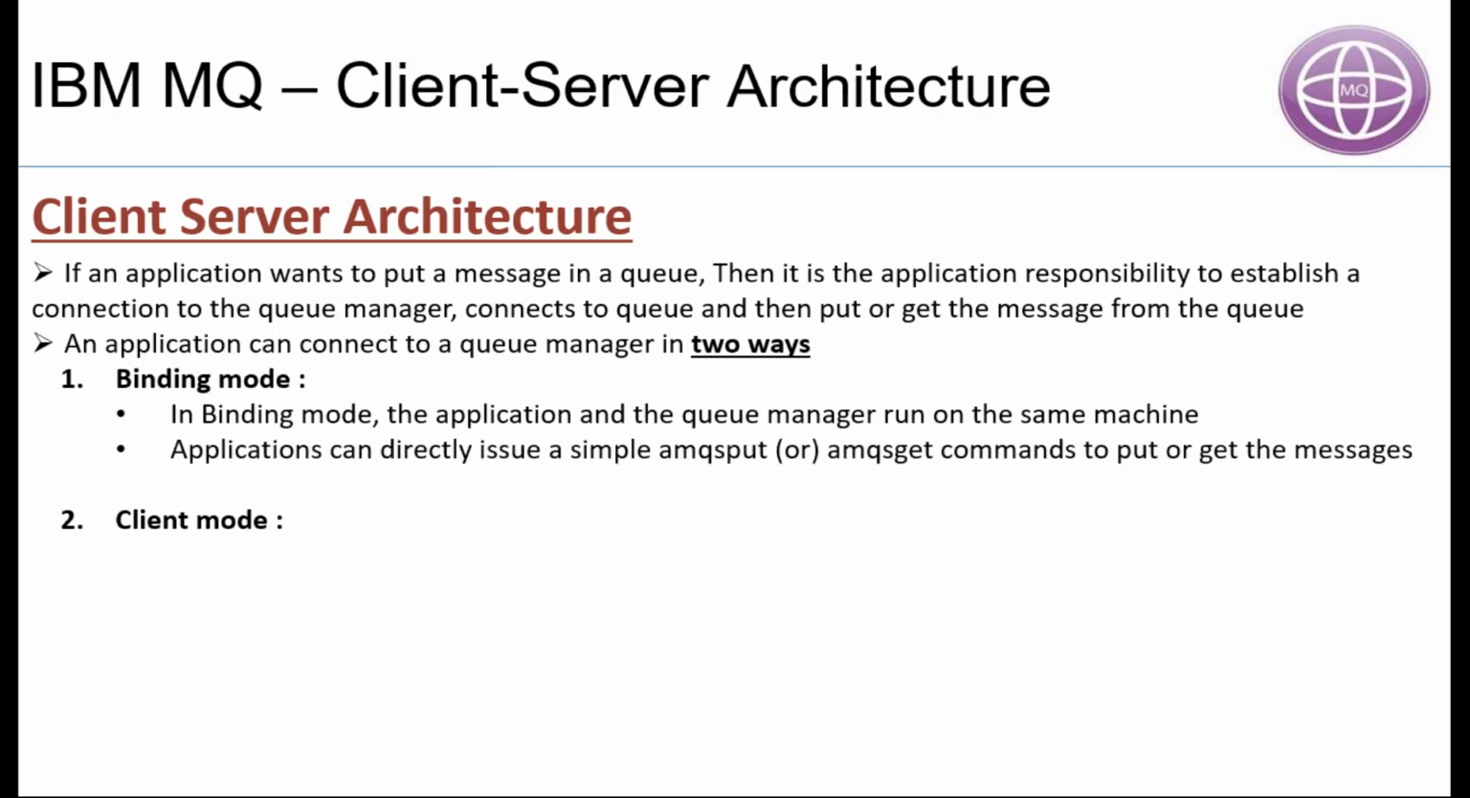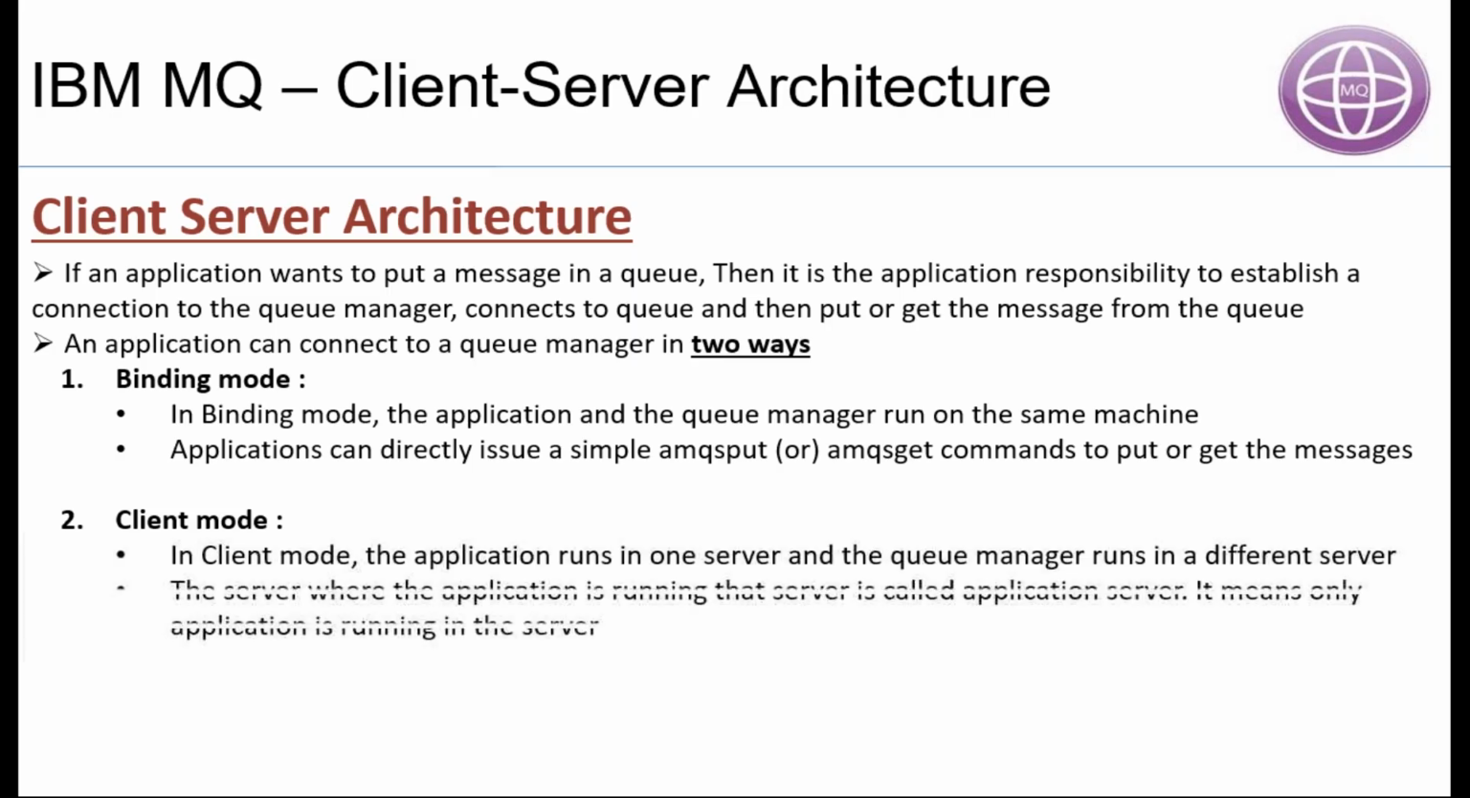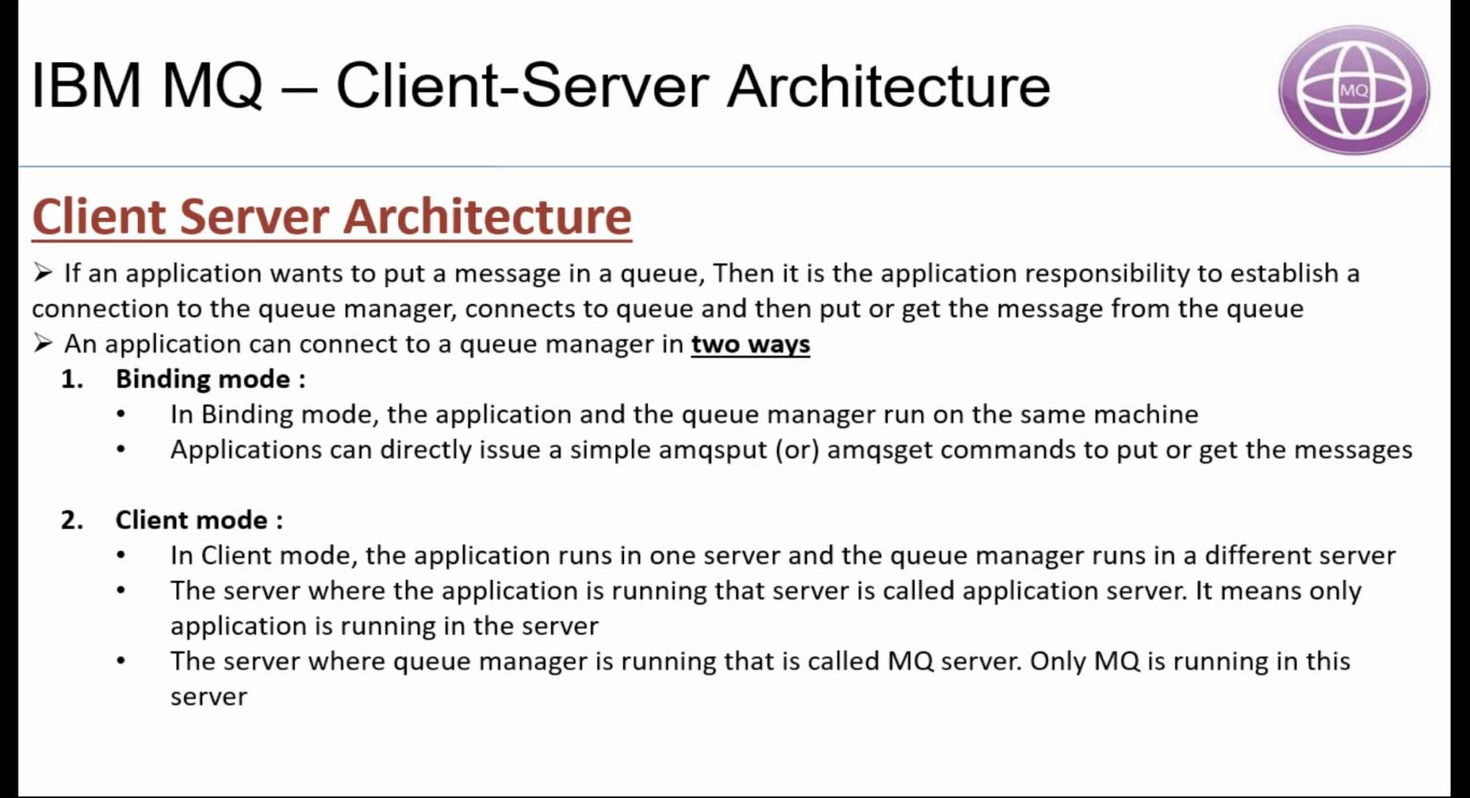So the application can directly issue a simple amqsput or amqsget command for putting and getting messages. But in client mode, the application runs on one server and the queue manager runs on a different server. So they are segregated from each other. The server where the application is running is called the application server. It means only the application is running on that server and nothing else. The server where the queue manager is running is called the MQ server. So only MQ is running on that particular machine.